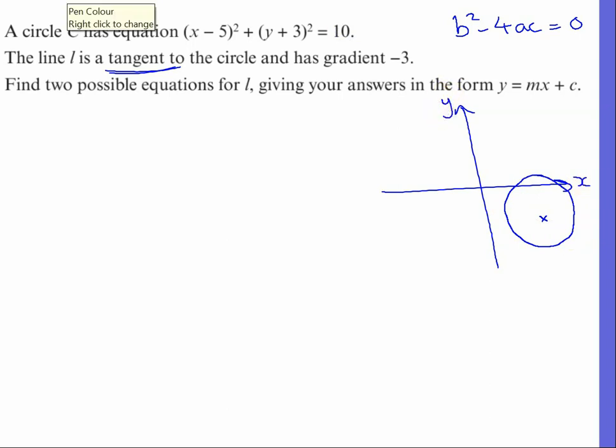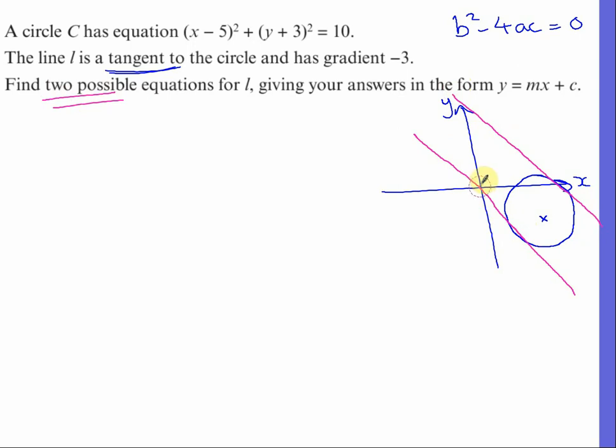Now we've got a line L as a tangent to the circle, and it has a gradient of minus 3. So this is where you've got to be a little bit careful. My drawing could be really inaccurate here. For example, if I draw it like this, that's my attempt at a tangent. I'll draw another one up here. They're the two, by the way, the two possible ones. They're just parallel to each other.